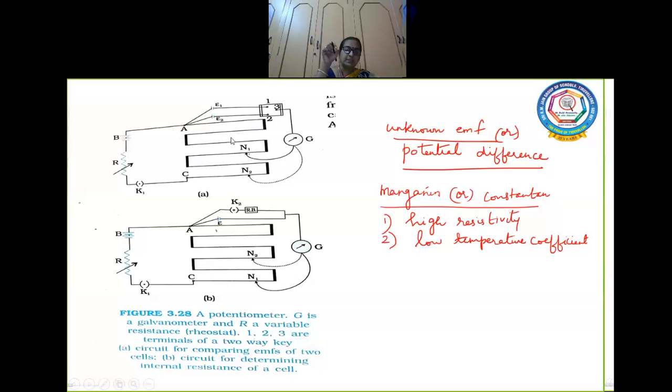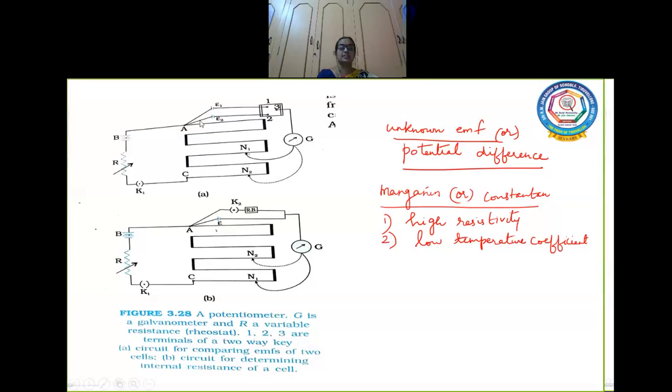But at one particular point, let us say that the point is N1 here. At this point, the galvanometer reads zero deflection. So the potential drop across any length of the wire is directly proportional to the length. See here, at this point there is a potential drop, which means the length is proportional to the potential drop across the cell.